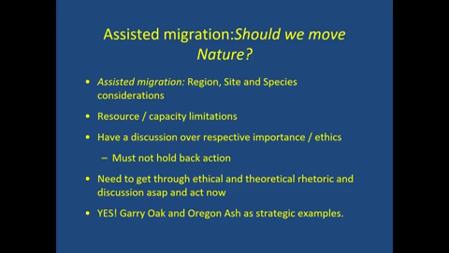Region, site, and species considerations are involved in this kind of activity. There are resource and capacity limitations to move species. We simply can't move all the red cedar trees that would be moved into the future climate of northern British Columbia. And in any case, when would we move them? When would be the right time to do it? It's just very difficult to do on a very large scale.